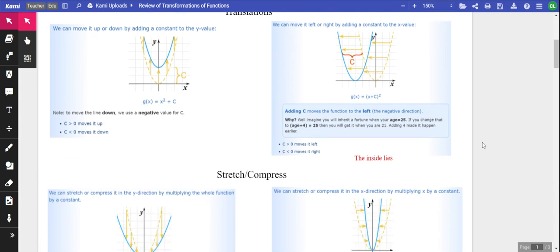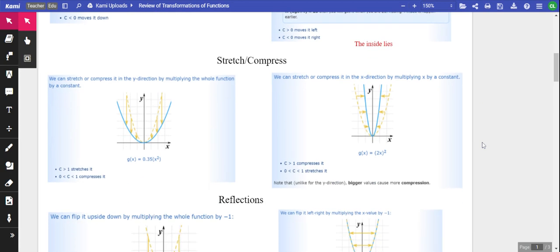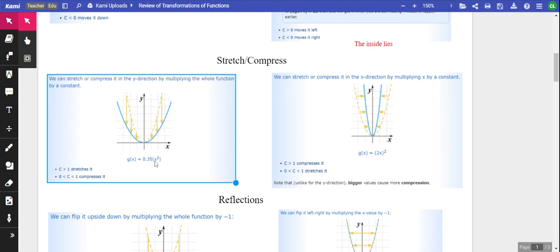The second transformation is a stretch or compress. So this is where we start changing the shape of the graph. So we can stretch or compress in the y direction by multiplying the entire function by something. So you can see I have the function x squared and I'm multiplying it by 0.35. So this causes my graph to compress. If I wanted to stretch it, I would need to make c bigger than 1 so that it causes the graph to move in the other direction.